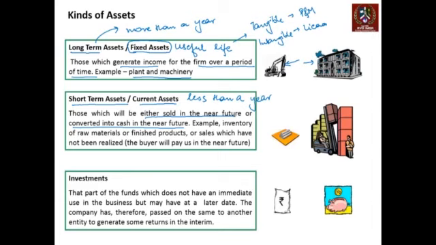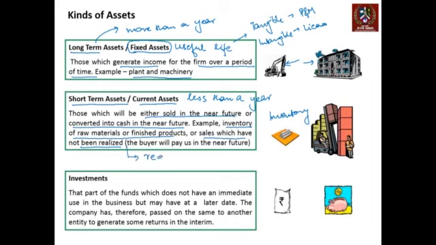This money is going to come back into your firm in the near future. For example, inventory of raw materials or finished products. That's one part. So any inventory is one part. Second is you could have sold something. You have sold something, but you have not received the money. Sales which have not been realized, right?